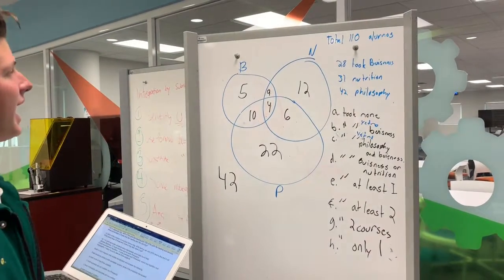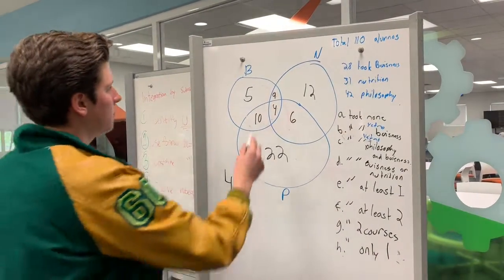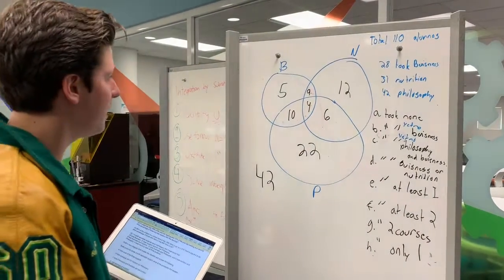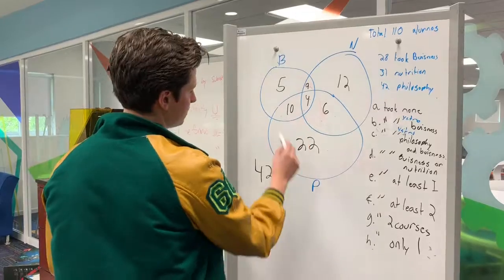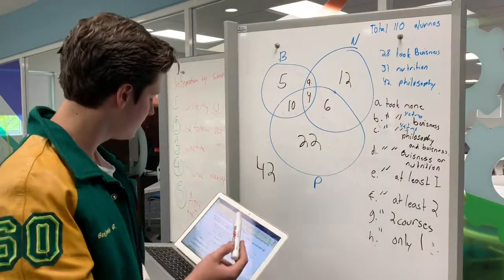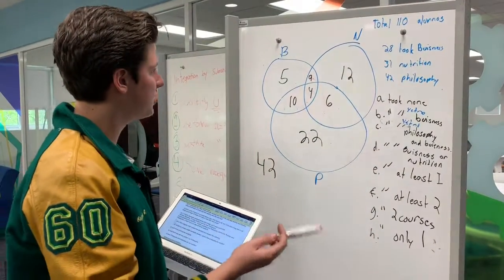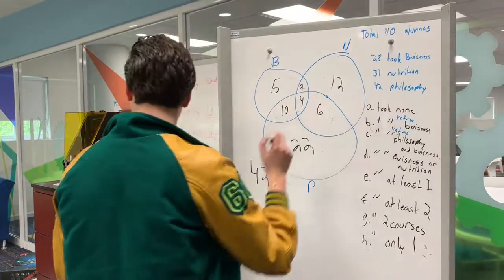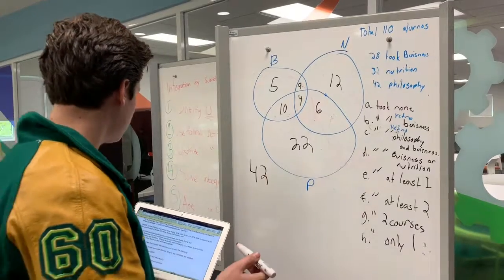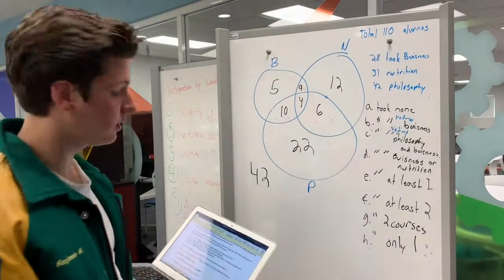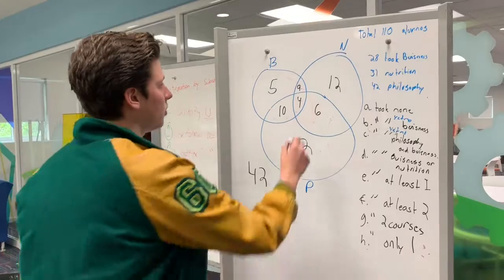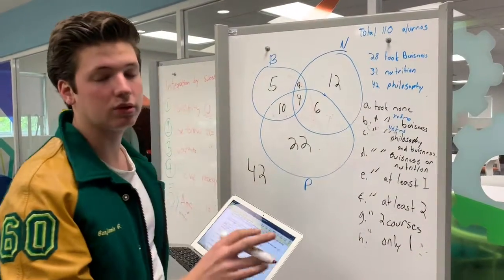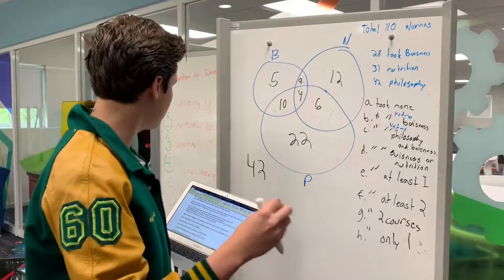9 took business and nutrition. So business and nutrition, it's in the middle, so it's here. 10 took business and philosophy. Business and philosophy, which is 10 because it's in the middle. And then we have 6 took nutrition and philosophy. So nutrition and philosophy, which is in the middle, the 6. And then 4 were found to take all 3 subjects. So in the middle of the 3 Venn diagrams, we have the ones who took the 3 subjects.